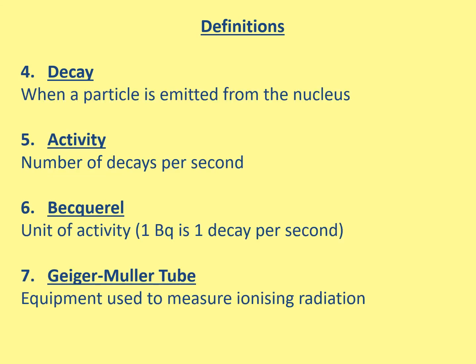A decay happens when a particle is emitted from the nucleus. So that's either your alpha, your beta, or your gamma coming from the nucleus, and that's called it has decayed. The nucleus has decayed. Activity is the number of decays per second, and it's measured in becquerels. So 5 decays per second would be 5 becquerels. And we use a Geiger-Müller tube to detect it, and that's attached to a Geiger counter. And your Geiger counter will be used to measure the activity of a sample.